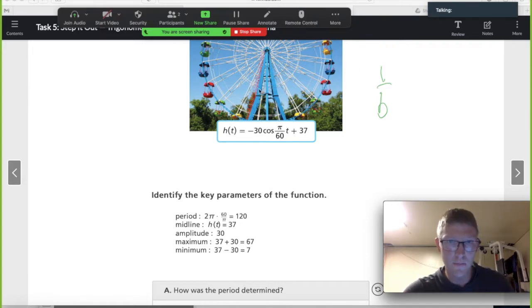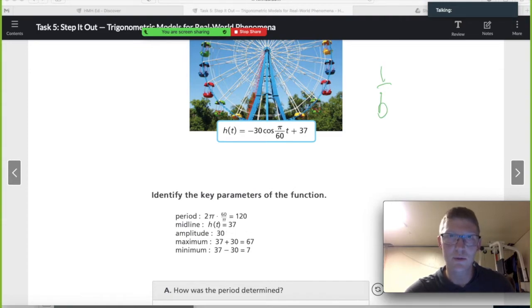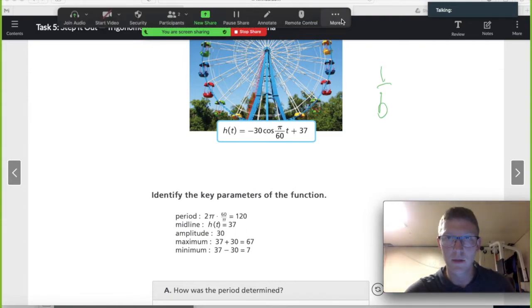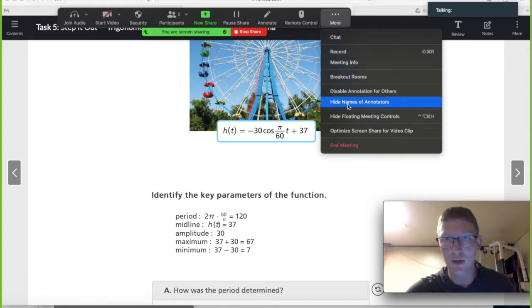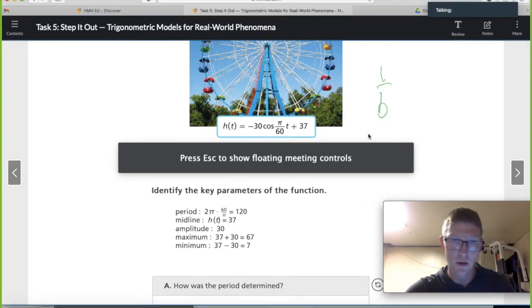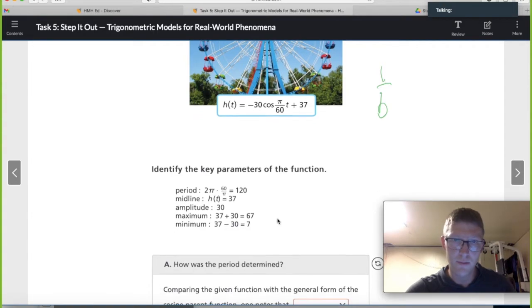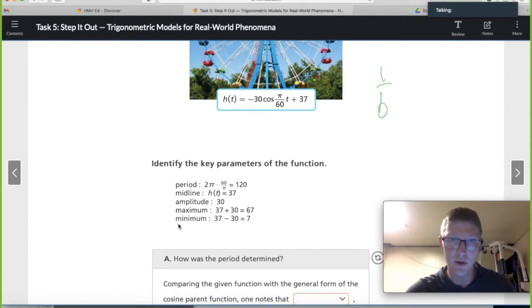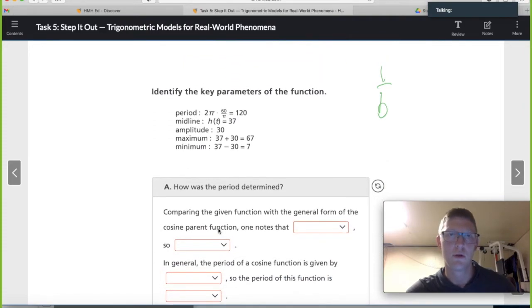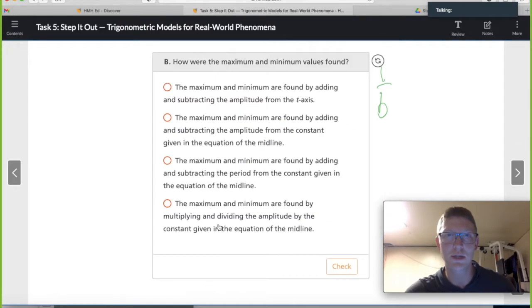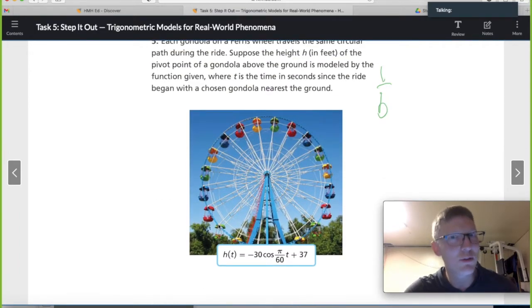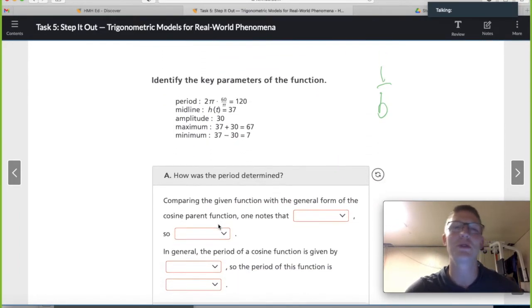So then our midline is h of t equals 37. Let me fix my settings real quick. Our amplitude is 30. They, of course, have a negative 30, and then they have a maximum and minimum. So, looks like we've got a couple questions for it. Didn't tell us to solve anything, which makes me really sad, but I'm sure we'll have our opportunity.